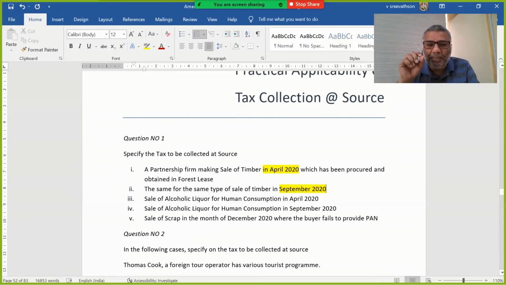Sale of scrap in December where the buyer fails to provide PAN: the minus 25% is not there. Minus 25% is only for normal rates. Where PAN is not provided under TDS, it is 20%, not 20% minus 25%, because that is not said in 194, it is said in 206AA. There they have not changed minus 25%. So here also, that minus 25% will not work.